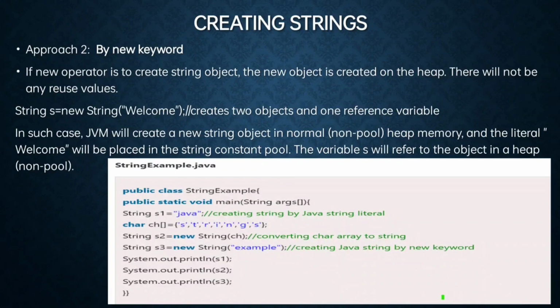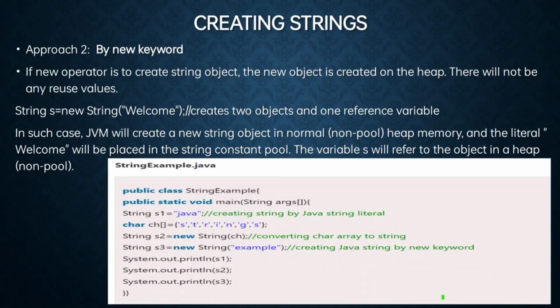Now the second way is by using the new keyword. If the new operator is used to create a string object, the new object is created on the heap. There will not be any reuse of values. String s = new String("welcome"), passing welcome as an argument, creates two objects and one reference variable. In such cases, the JVM will create a new string object in normal non-pool heap memory and the literal welcome will be placed in the string constant pool. The variable s will refer to the object in the non-pool heap.